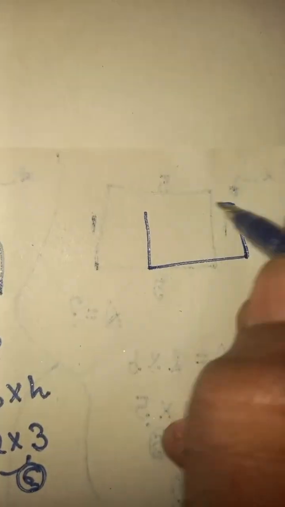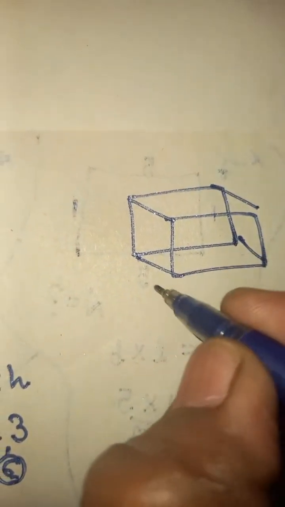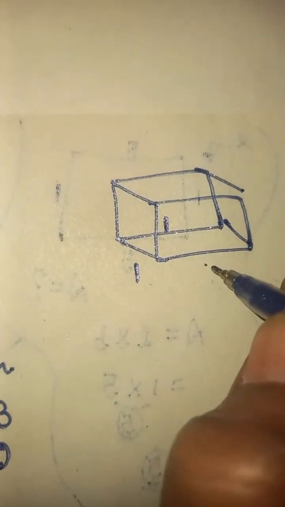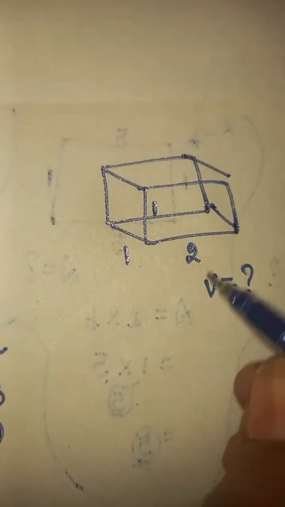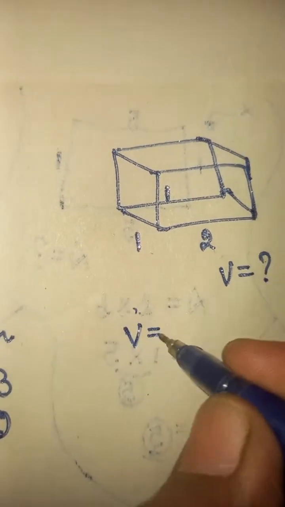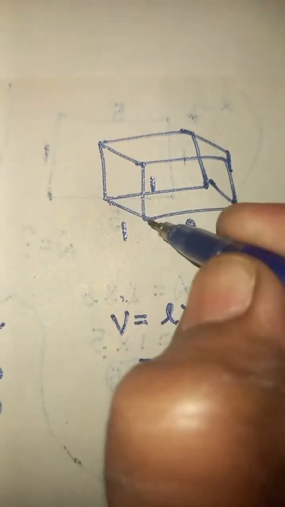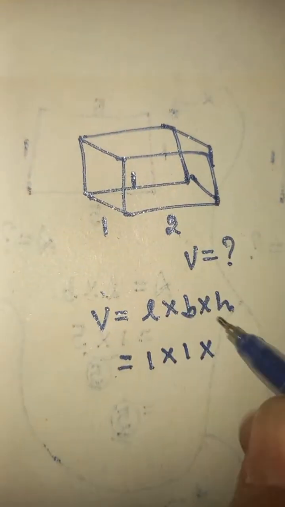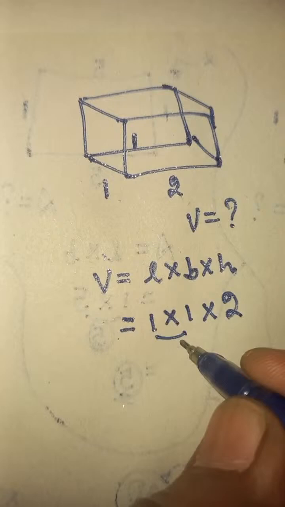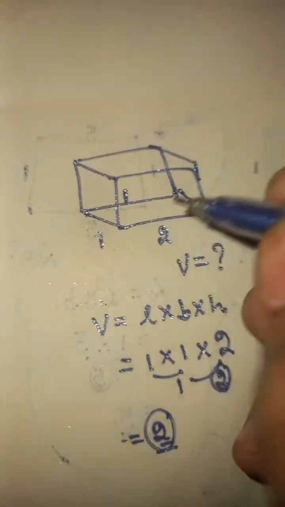Let's take one more cuboid. In this cuboid, they have given the length as 1 unit, the height also 1 unit, and the breadth as 2 units. Here also you need to find out what's the volume. Volume of this cuboid is the same thing, length times breadth times height. 1 times 1 is 1 and 1 times 2 is 2. So 2 cubic units is the volume of this cuboid.